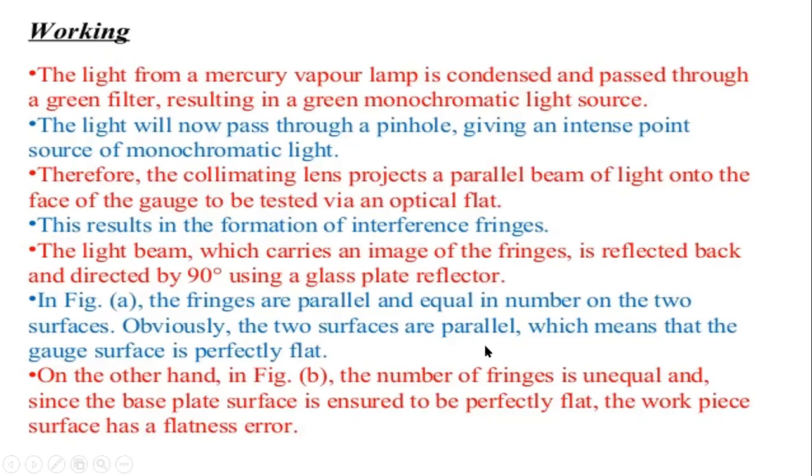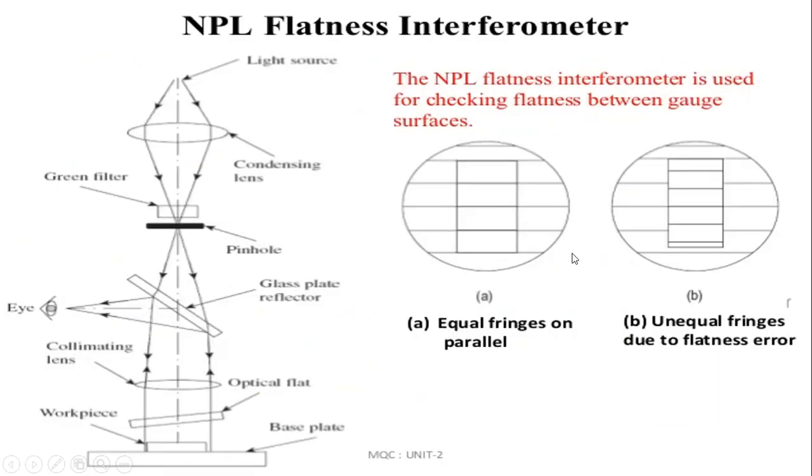Obviously the two surfaces are parallel, which means that the gauge is perfectly flat. So ఇక్కడ మనకి ఇట్లాంటి టైప్ ఆఫ్ ఫ్రింజ్ వస్తే, ఈ వర్క్ పీస్ ఫ్లాట్ గా ఉందని మనం మెజర్ చేసుకోవచ్చు. So we can measure the workpiece as flat.